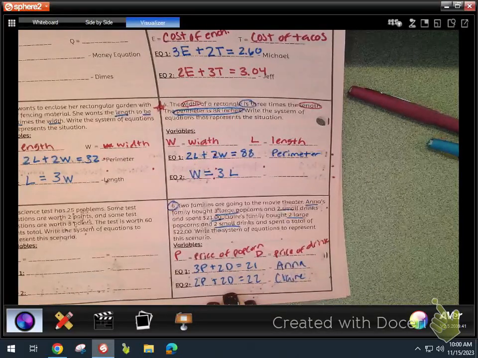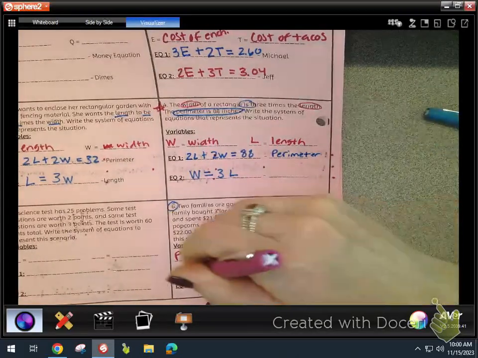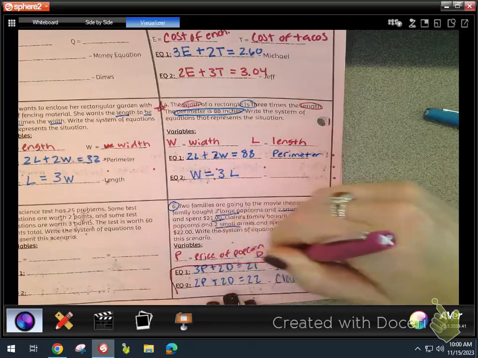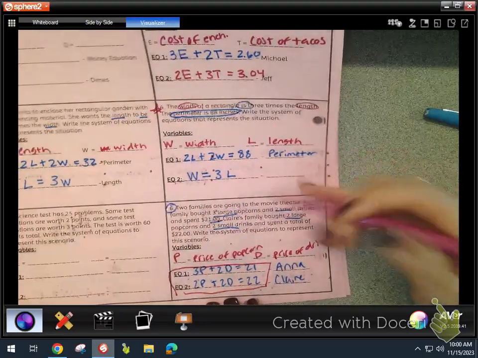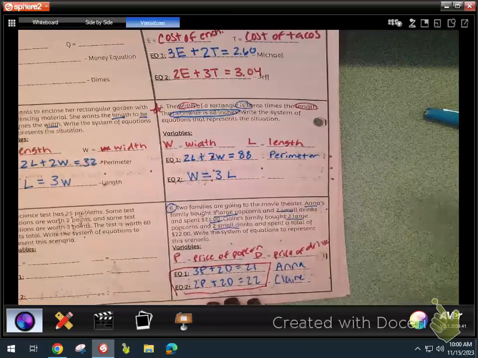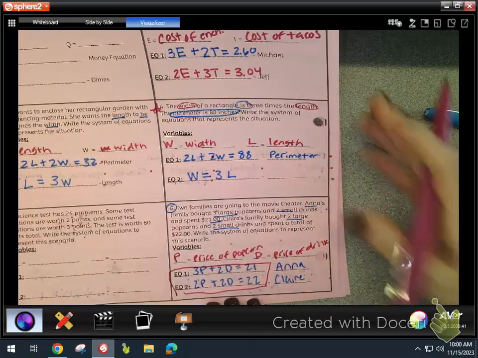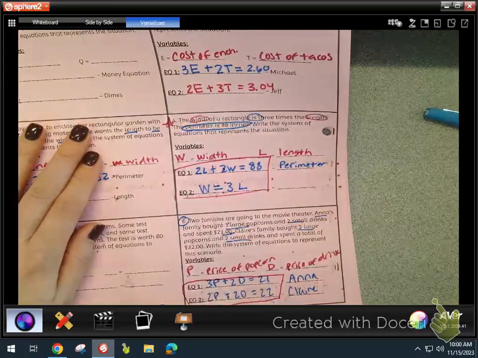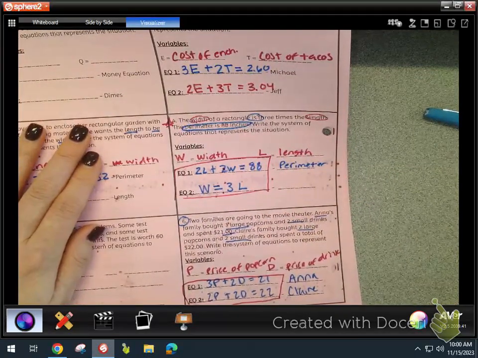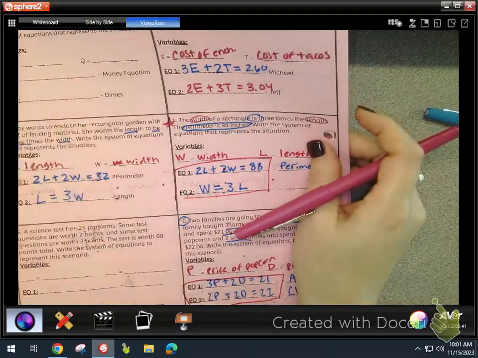Again, it's one of those straightforward ones. Now, I also want to emphasize here that your actual answer is just the equations. How I've been labeling, like, oh, this is Anna and this is Claire, that's not part of your answer. That's just to help you reason through it. So your equations, and it doesn't really matter which one you put as 1 or 2. It just matters that they are matching.